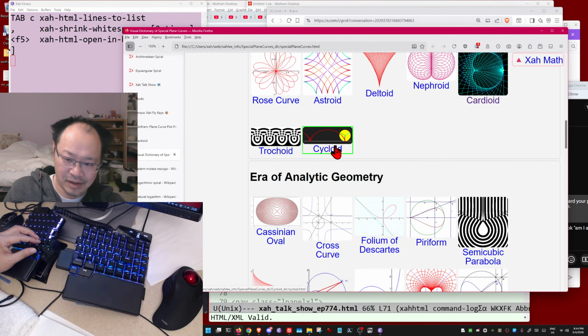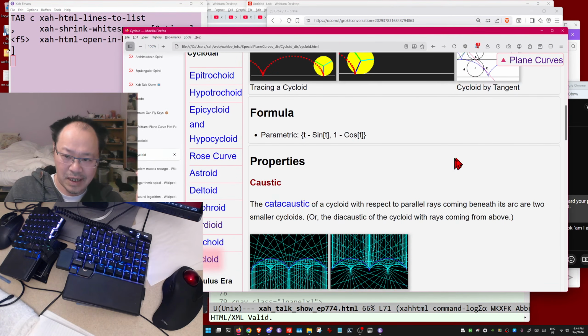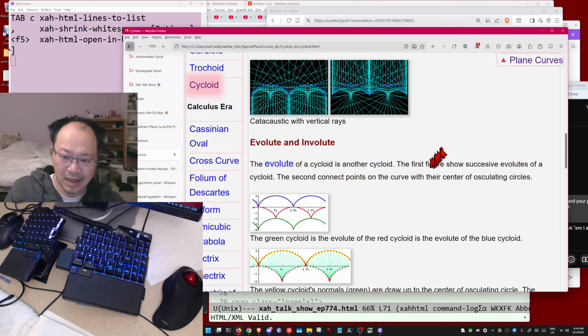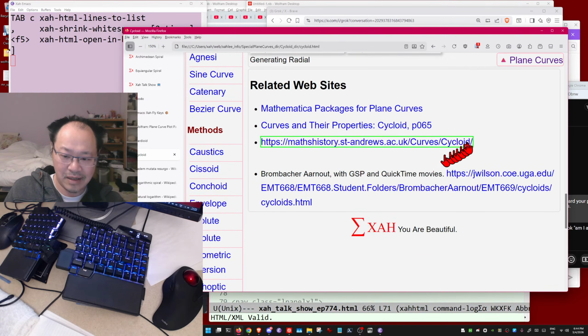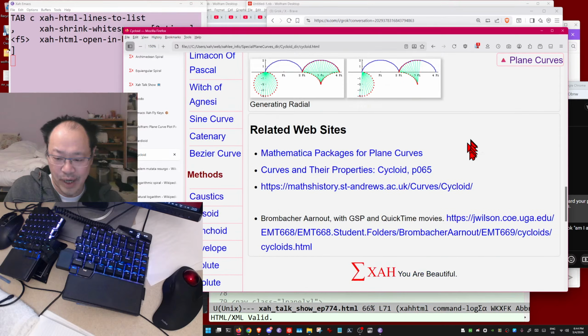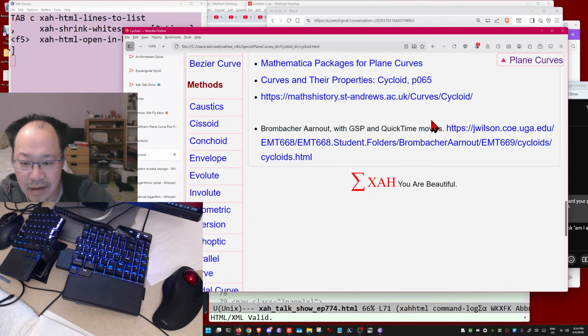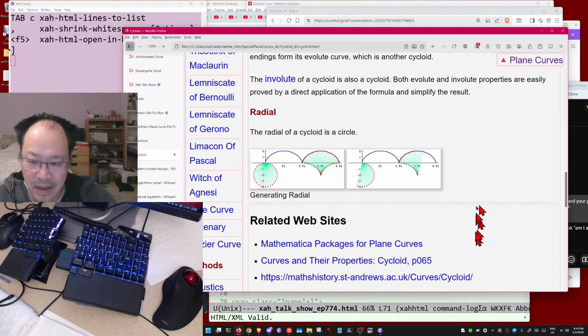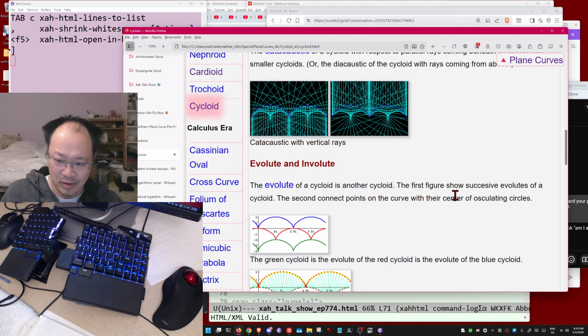That one, cycloid. Okay, so you can see an animation there. Why is this interesting? Because that is the solution to the problem called Brachistochrone, something.